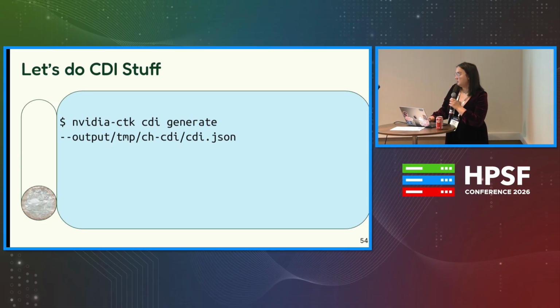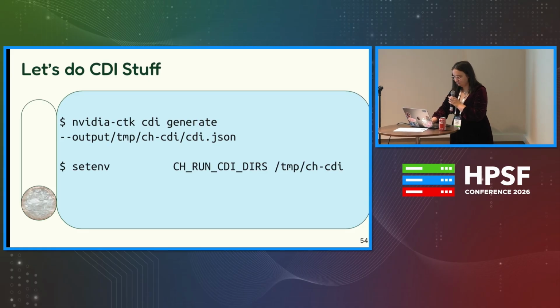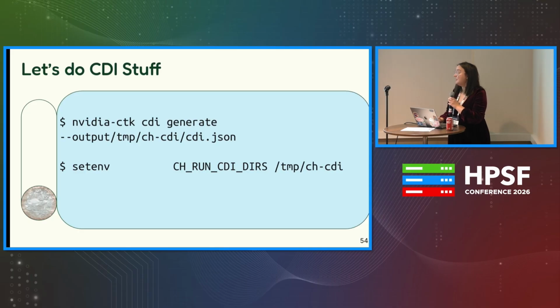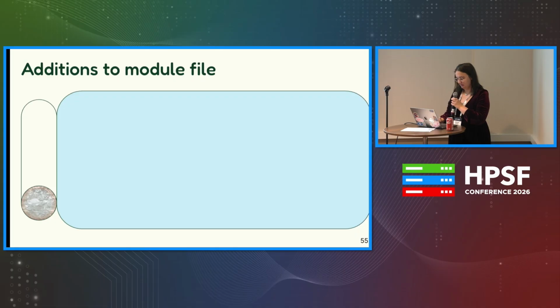Decided to do that just so if new nodes get added, I don't have to do anything. Also, there isn't really any performance impact, and that just made things a bit simpler. And then once the CDI.json file is created, I just set that CDI.json location to the variable CH_RUN_CDI_DIRS.